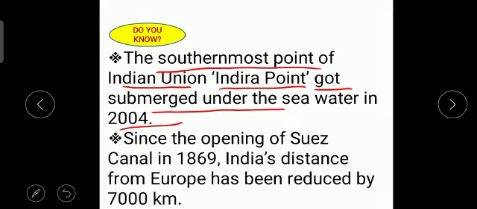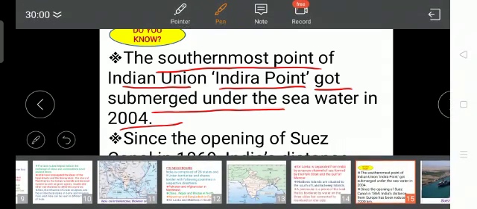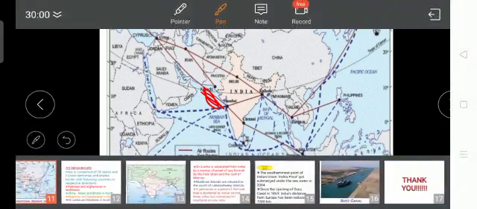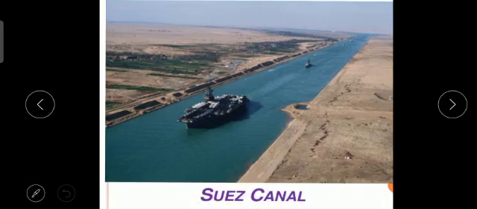Since the opening of the Suez Canal in 1869, India's distance from Europe has been reduced by 7,000 kilometers. There was a lot of distance between India and Europe, but when the Suez Canal opened, this distance became very small. This is the picture of the Suez Canal.